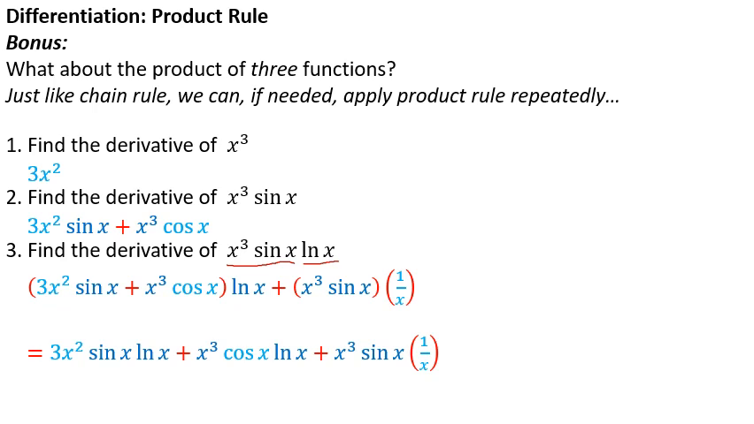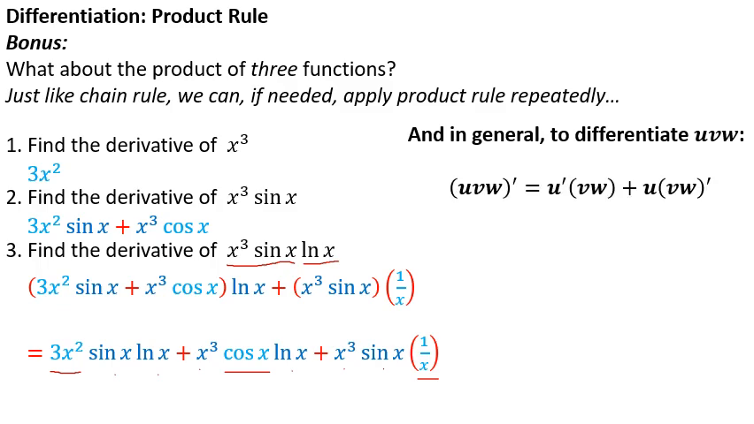And those 3 terms have got a 3x squared that's been differentiated, and then a sine x and an ln x that haven't. And then we've got, in the second term, cos x that's been differentiated, and an x cubed and an ln x that haven't. And finally, we've got the 1 over x, that's the derivative of ln x, multiplied by an x cubed and a sine x still in their original form. And that general pattern that you see, where you've got the 3 original functions put in all the different combinations where one of them has been differentiated and the other 2 haven't, that pattern works in general.